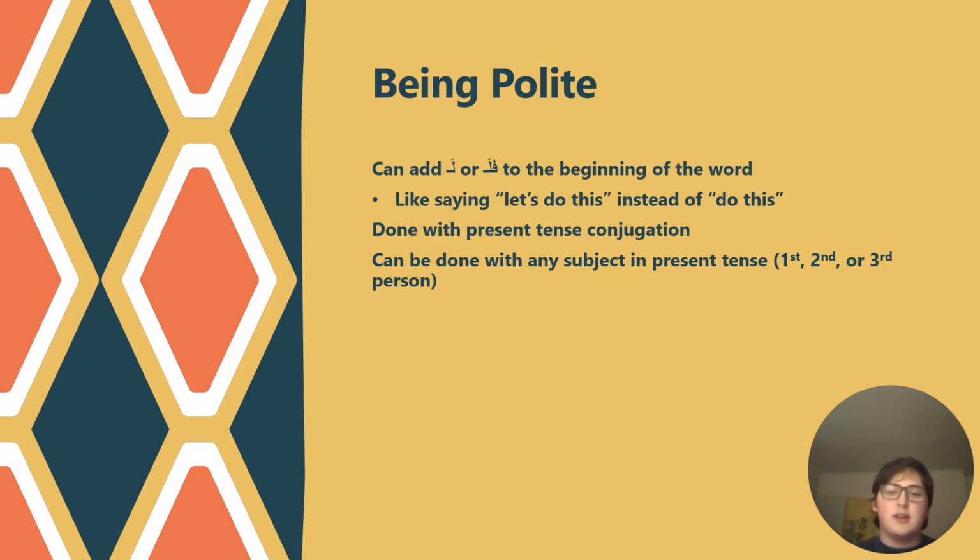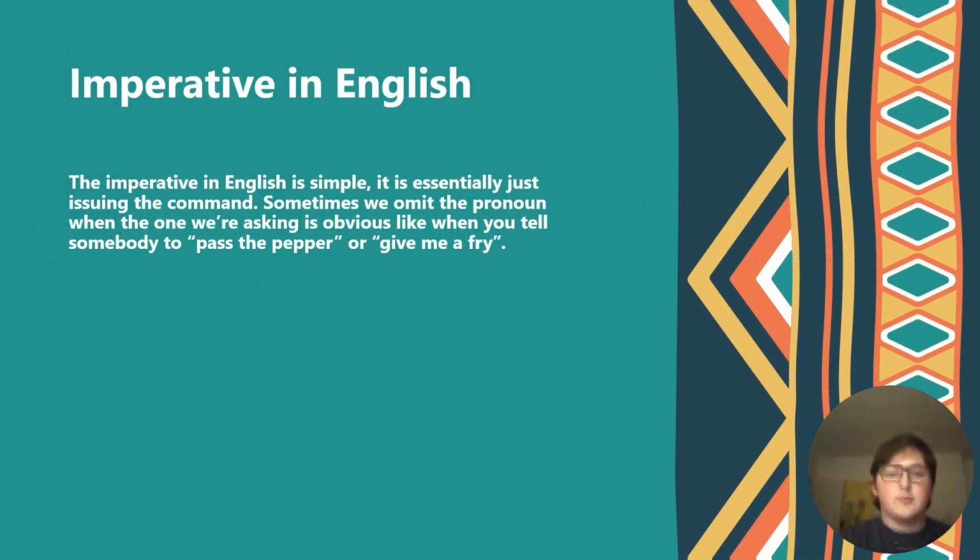Here we go. Next slide. So the imperative in English is just what we've talked about in all the examples. It's very simple. It's just verb object in the second person. Like pass the pepper. Give me a fry. It can get more complex, but that comes down to when orders get more complex. Similar to Arabic, it's more just how you're saying it to somebody and when.